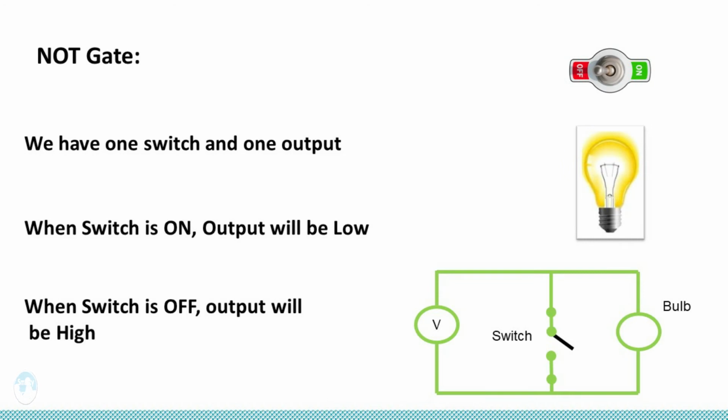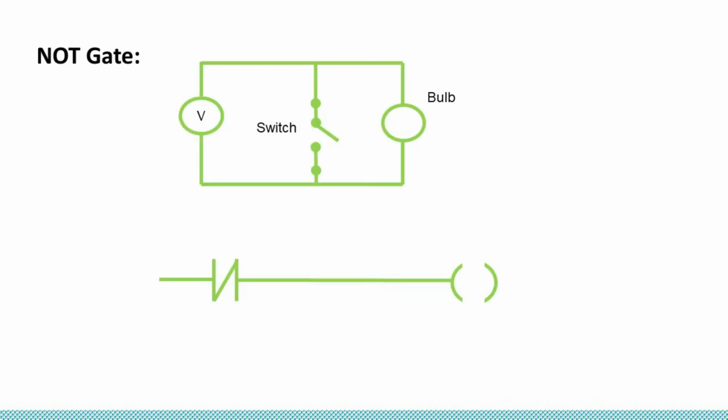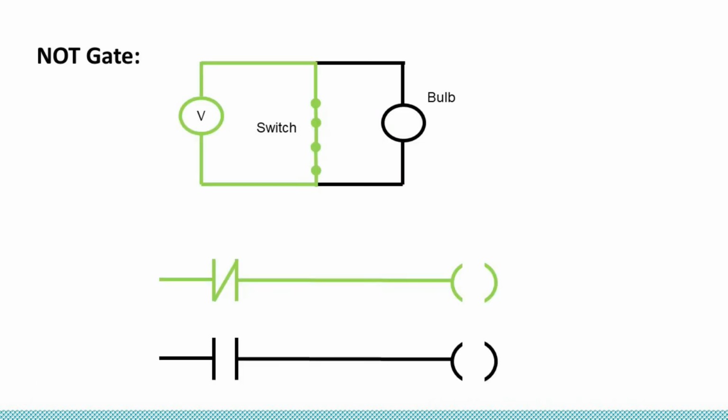If we convert it into a PLC program, it would be like this. When the input is low, the output will be high. When the input is high, the output will be low.